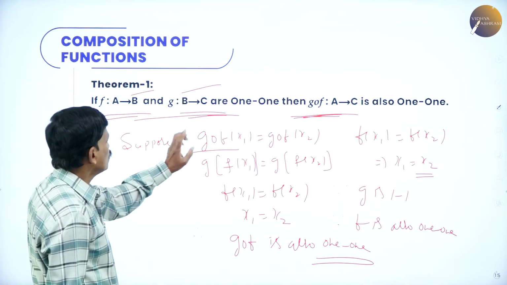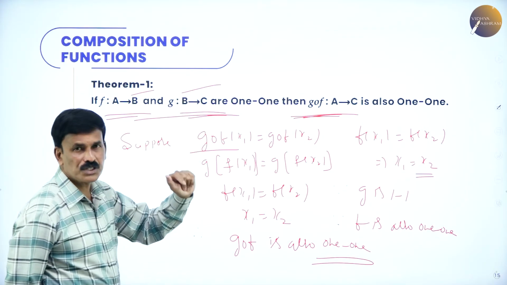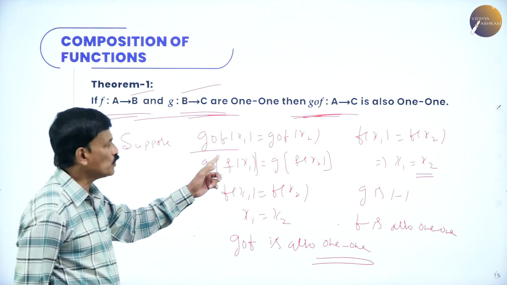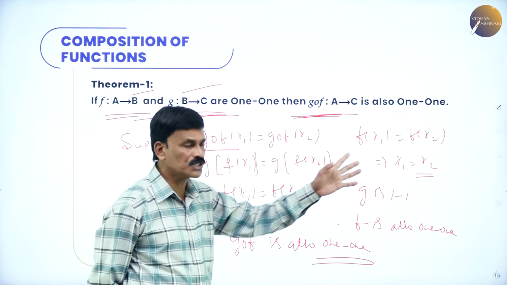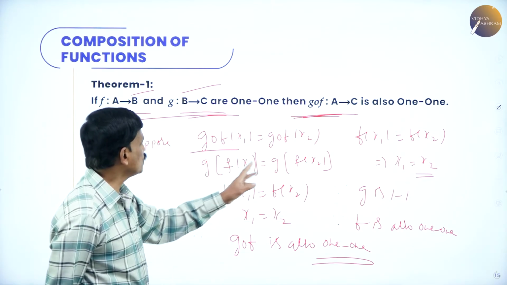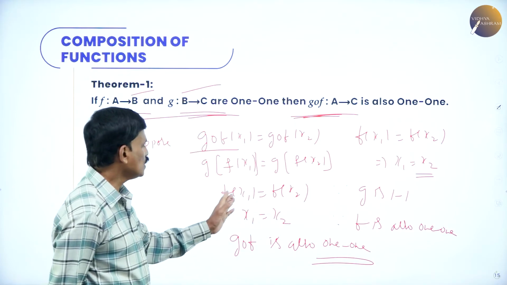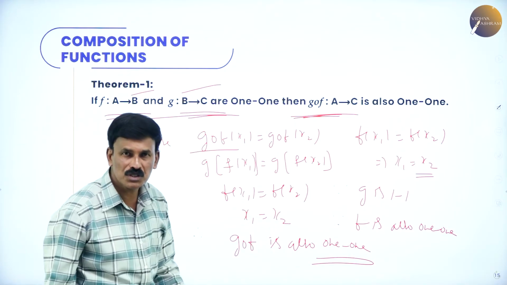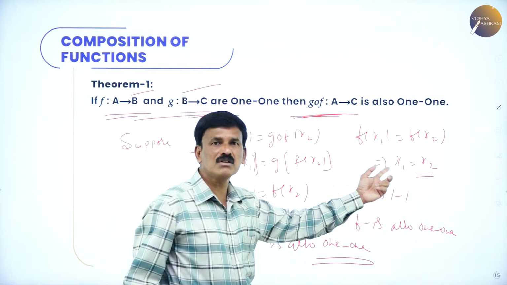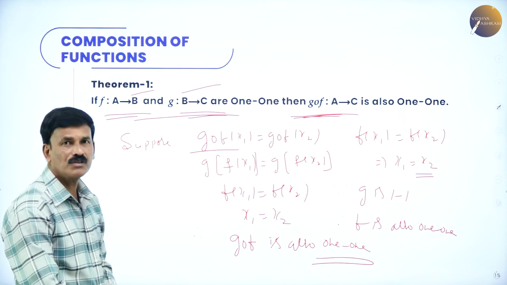Now what is given? f from A to B and g from B to C are 1-1 functions. What is to prove? g o f from A to C is also a 1-1 function. Suppose g o f of x1 is equal to g o f of x2, implies g of x1 is equal to g of x2. Since g is a 1-1 function, therefore f of x1 is equal to f of x2. Since f is again a 1-1 function, f of x1 equal to f of x2 implies x1 is equal to x2. Means the given function is a 1-1 function. So therefore this g o f is also a 1-1 function.